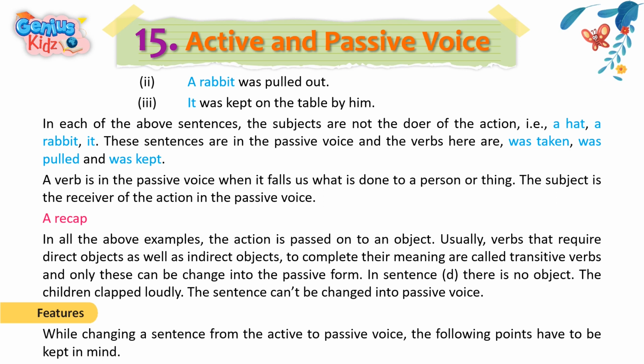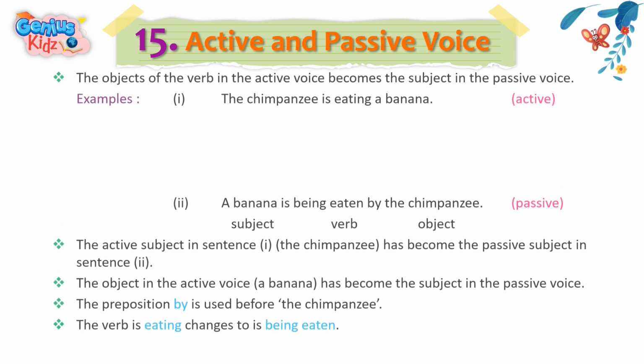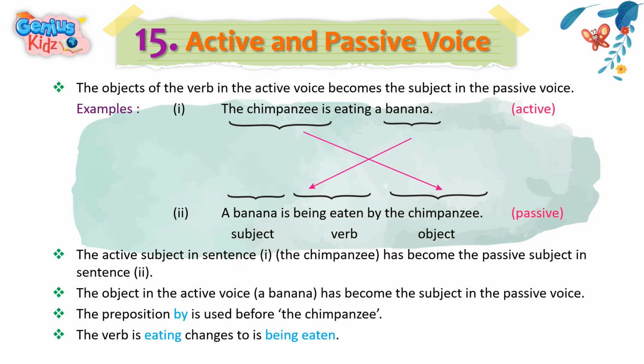Usually, verbs that require direct objects, as well as indirect objects, to complete their meaning are called transitive verbs, and only these can be changed into the passive form. In sentence D, there is no object. The children clapped loudly. The sentence can't be changed into passive voice. Features: while changing a sentence from the active to passive voice, the following points have to be kept in mind. The object of the verb in the active voice becomes the subject in the passive voice.